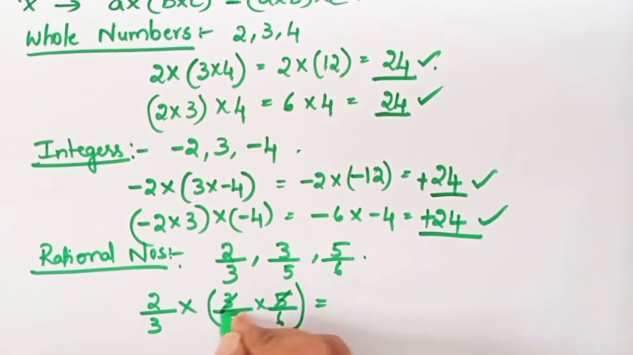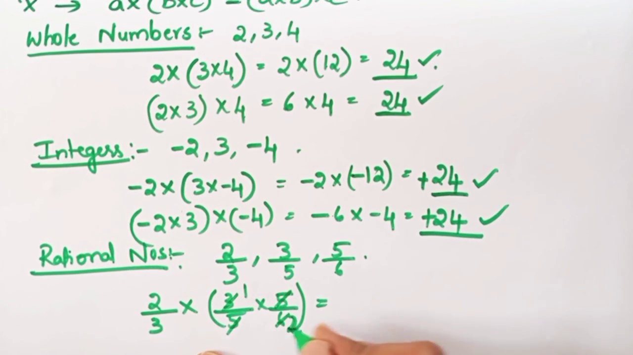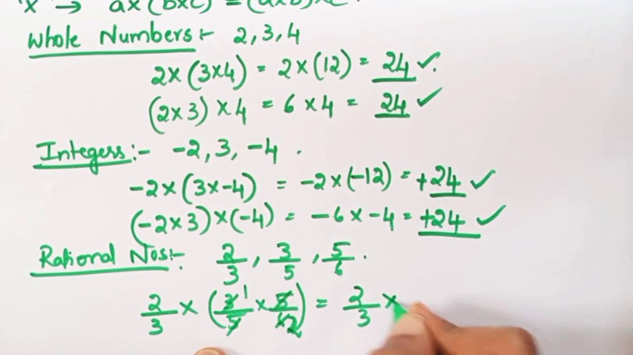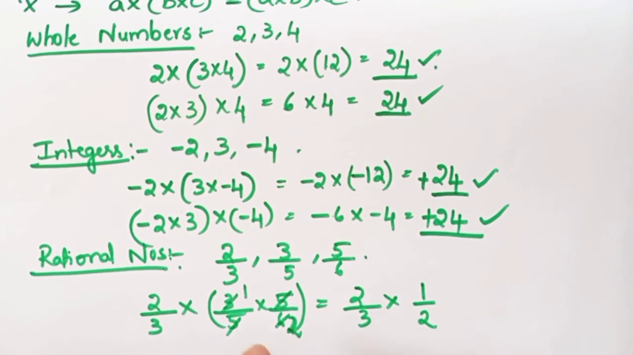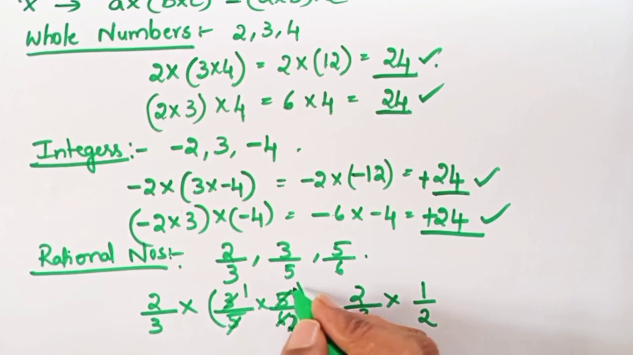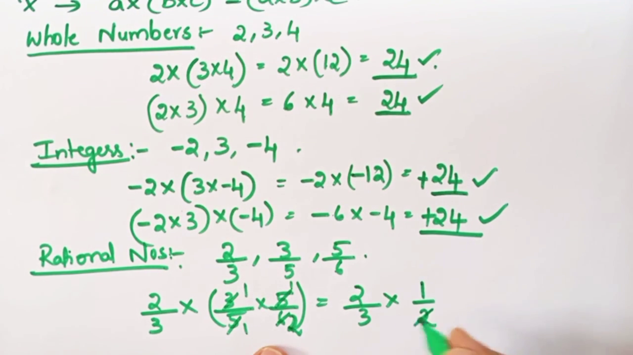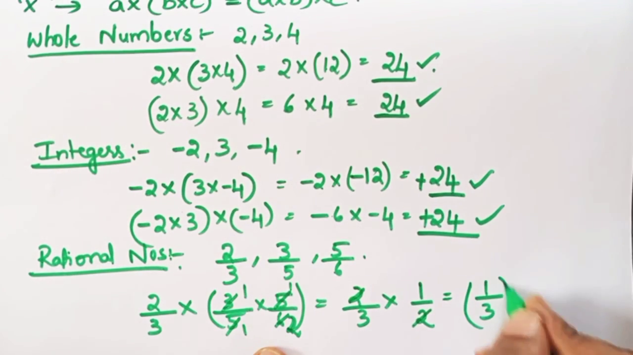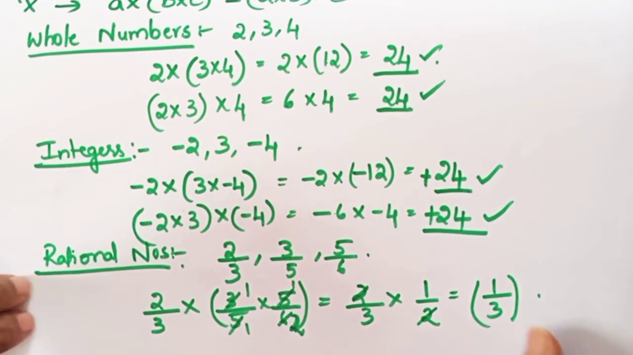Now here 3 and 6. 3 ones are 3, 3 twos are 6. So 2 by 3 remains like that outside into the whole thing is simplified as 1 by 2. 1 by, here also 1 and 1. So the whole thing will become 1 by 2. Now again 2 and 2 gets cancelled. Your end result is 1 by 3. Keep it like that. You need to check the second case.